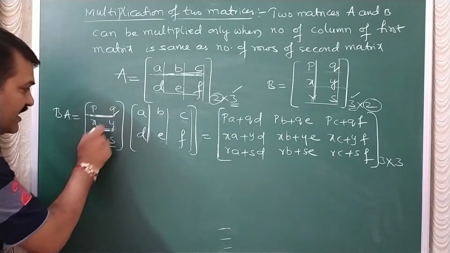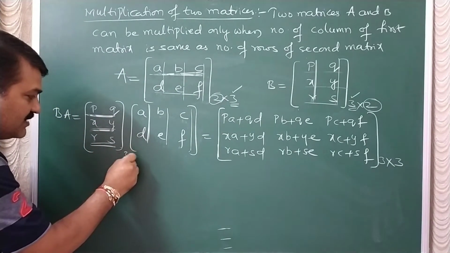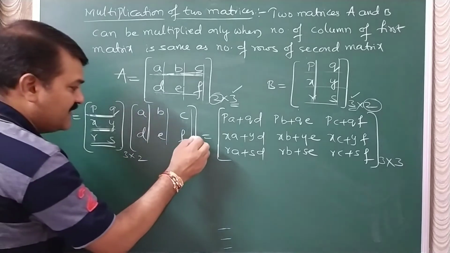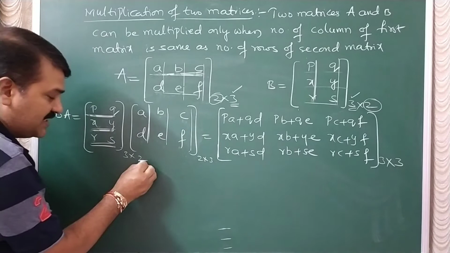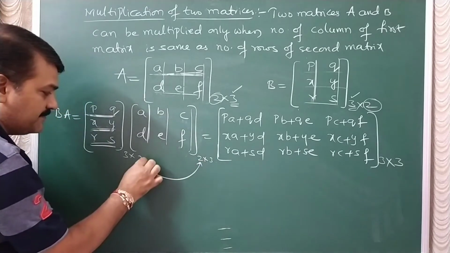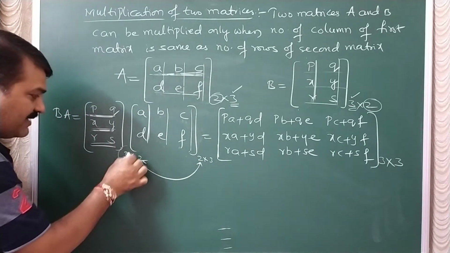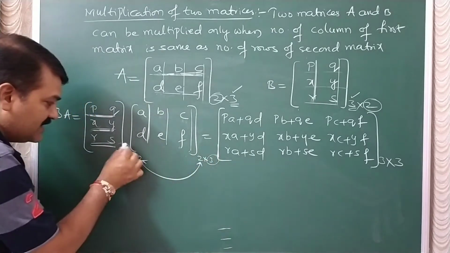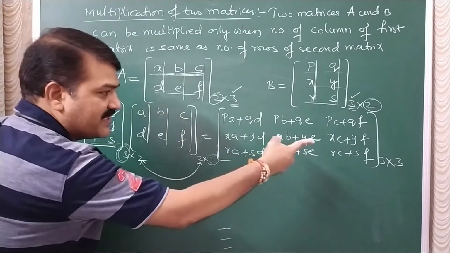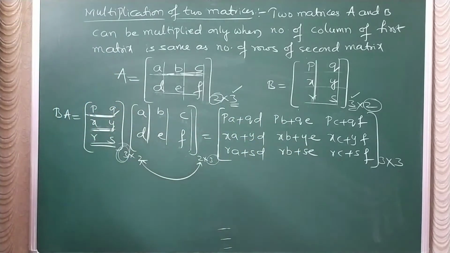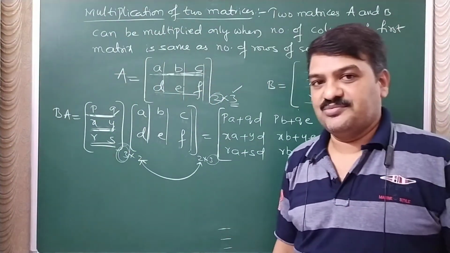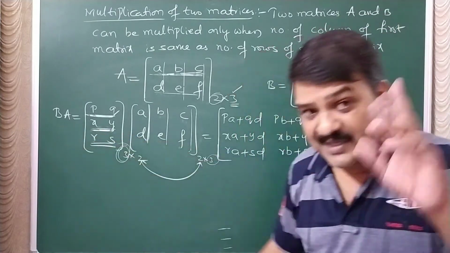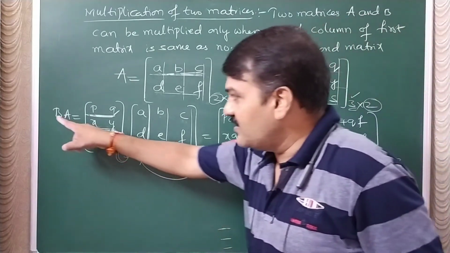And you can clearly see what is the order of B, 3 cross 2. What is the order of A, 2 cross 3. So for multiplication to be possible, these two must be same. And the product matrix order will be this number cross this number, the same we got. So when you multiply, what is the order of AB? We got 2 cross 2. What is the order of BA?